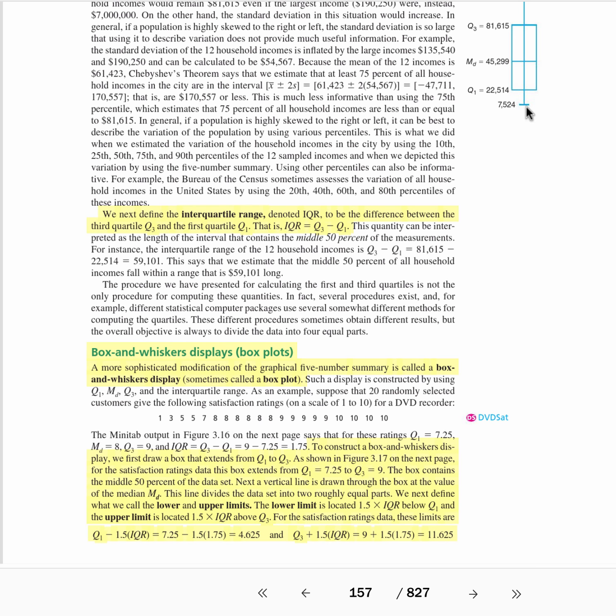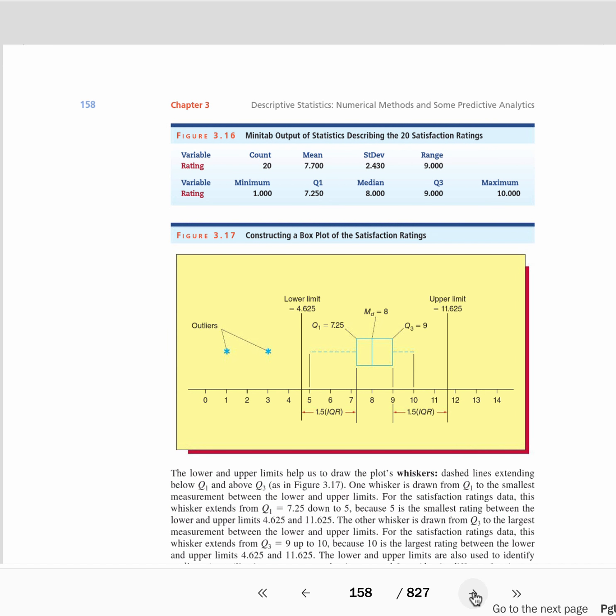Now, instead of using the smallest value 1 and the biggest value 10 as our lower and upper limits, we're going to use the interquartile range, which in our case is equal to 1.75. We're going to multiply it by 1.5 and add it to Q3, and we're going to subtract it from the lower value as well, and we'll see how far those are from the interquartile box.